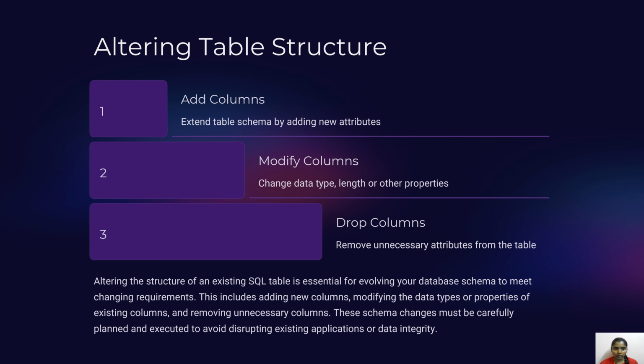Altering table structure. The first one is add column, the second one is modify column, and the last one is drop column. Altering the structure of an existing SQL table is essential for evolving your database schema to meet changing requirements. These include adding new columns, modifying the data types or properties of existing columns, and removing unnecessary columns. These schema changes must be carefully planned and executed to avoid disrupting existing applications or data integrity.